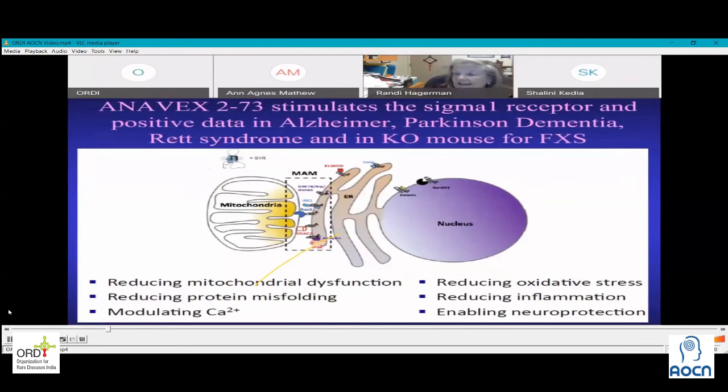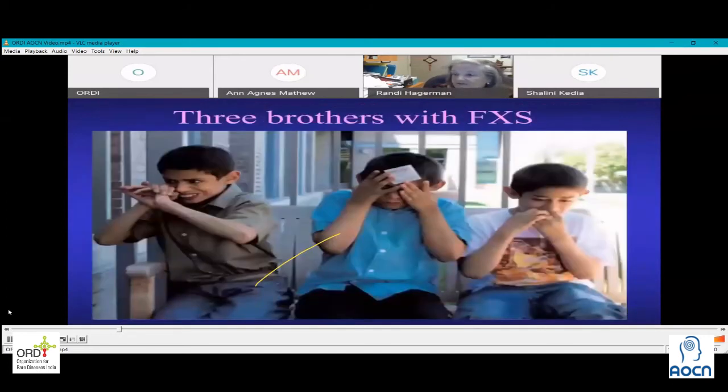There's a medication called Anavex 2-73, which has been helpful in Alzheimer's and also Parkinson's disease dementia, and we hope to use it in FXTAS in the near future. It's also helpful in the Fragile X syndrome knockout mouse. So maybe in the future I will be reporting about Anavex treatment of both FXTAS and Fragile X syndrome. But it does many things, including improvement of mitochondrial problems, reducing inflammation, reducing oxidative stress, and enabling neuroprotection. But now we want to get on to Fragile X syndrome.